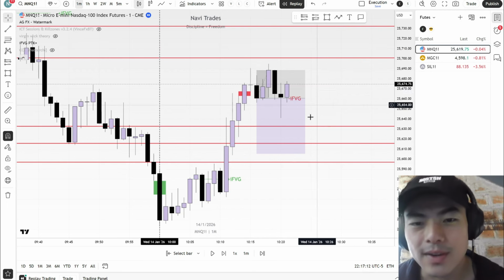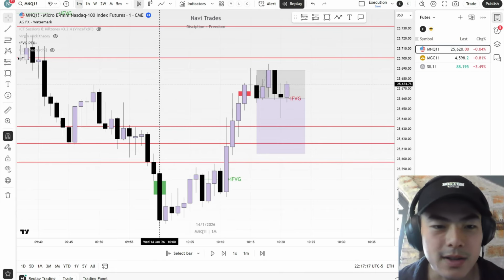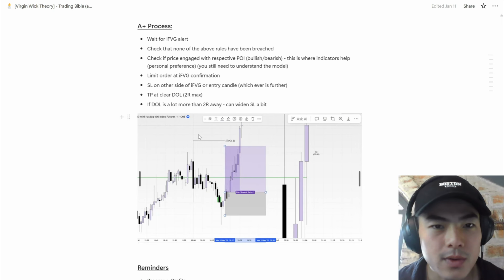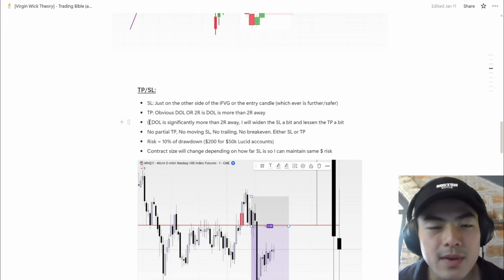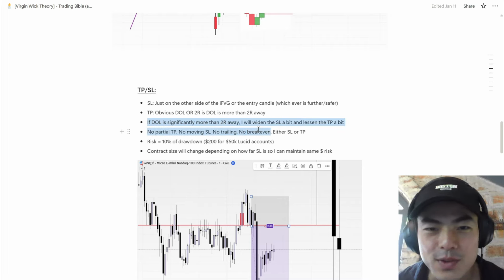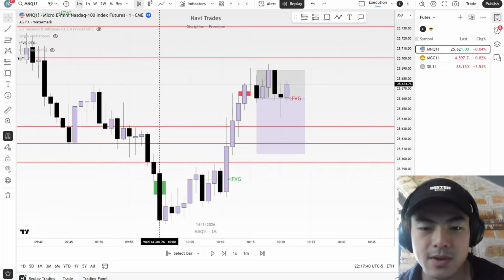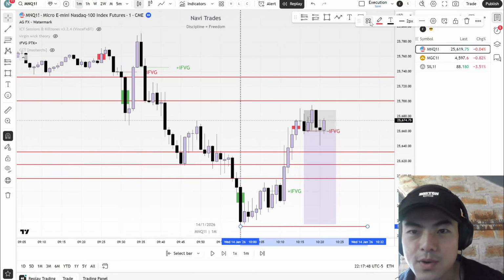But what you could have done, and I actually say this in my trading Bible, let me pull it up. I've got this in my rules here. If draw on liquidity is significantly more than 2 hours away, I will widen the SL a bit and lessen the TP. So what you could have done in this instance is, since the draw on liquidity is so far away, like all the way down here, there's your draw.